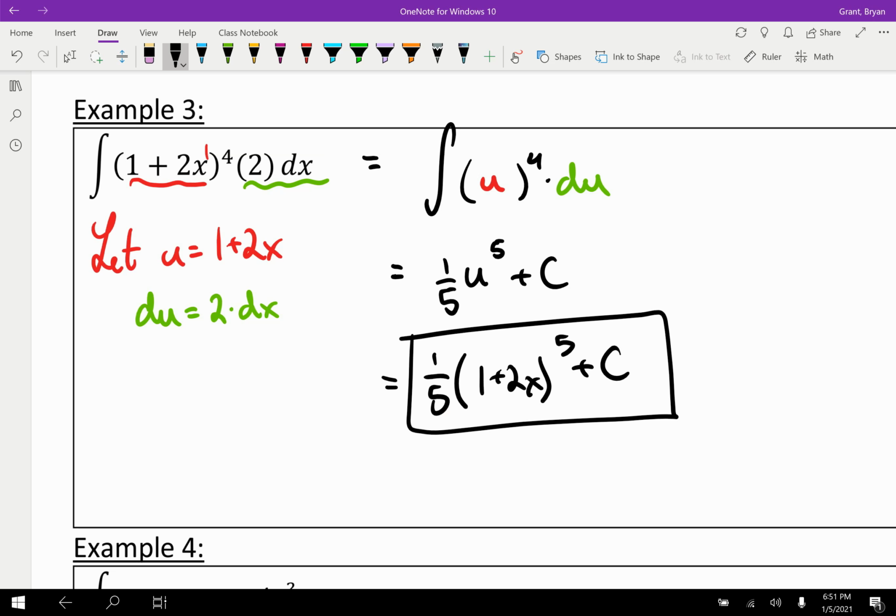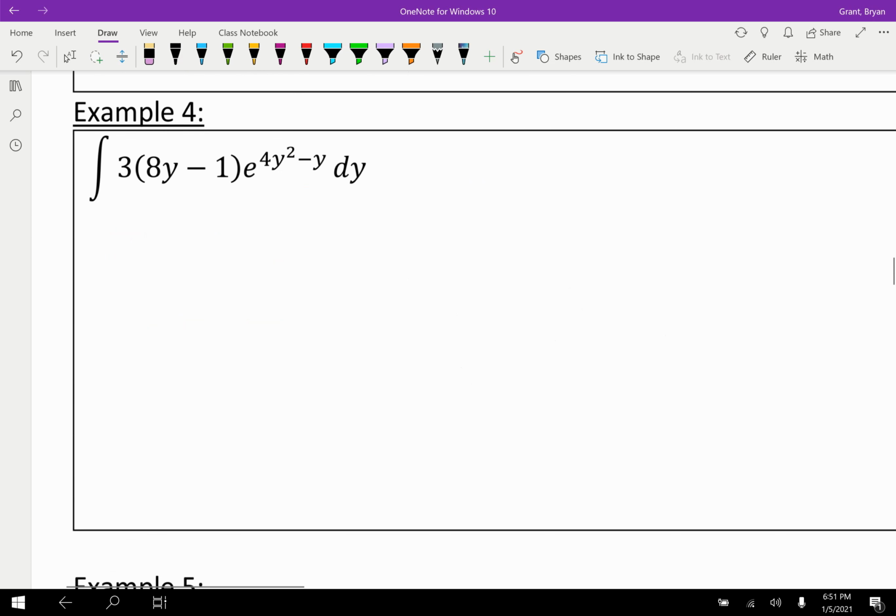Yes, you should check this. This check is pretty easy, though. The 5 comes down, cancels out the 1/5, becomes a 4. That's the first part. And then the chain rule, this 1 plus 2x multiplies out at the end, and you get a 2. Cool. Example 4.